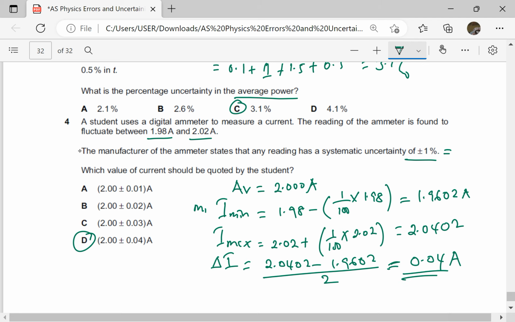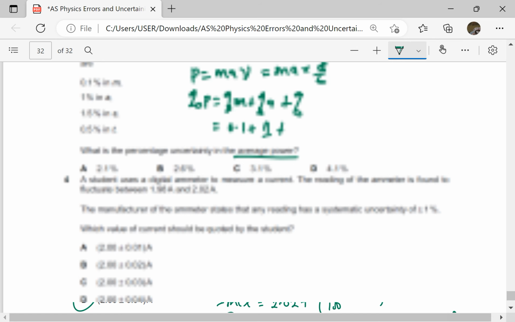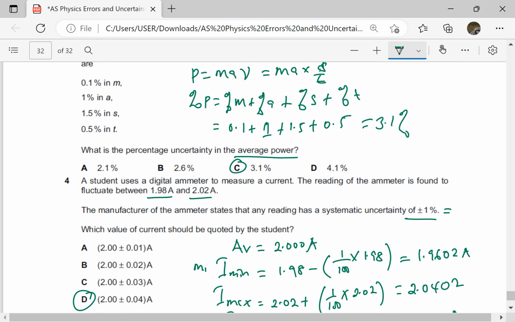So that is the end of errors and uncertainties. You see that many questions have been repeated. I tried to eliminate those which have been repeated, but I couldn't read every question when eliminating them. Therefore, you must have learned something from this, and I hope we meet in another chapter.